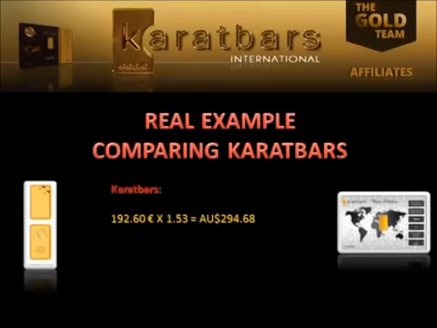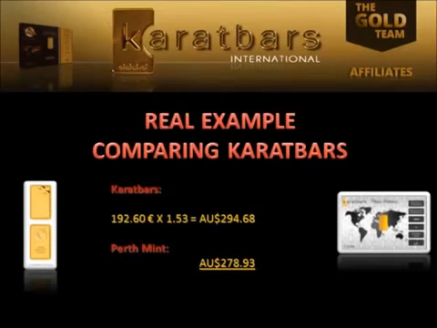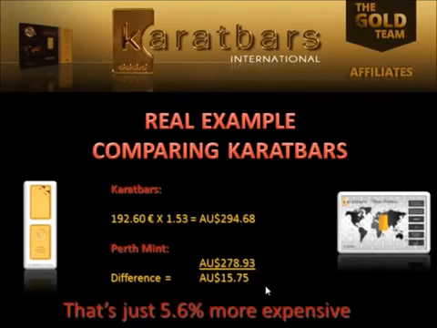So let's go back to our calculation. In the Perth Mint, it's 278.93. Just making sure I had that right, because I keep changing it. That's correct. So what I'm going to do is subtract the two, and it turns out that the Karatbars is $15.75 dearer. But when you work that out as a percentage, it's really only 5.6% more expensive. And 5.6%, really, that's not much, considering there are two things to consider in this.